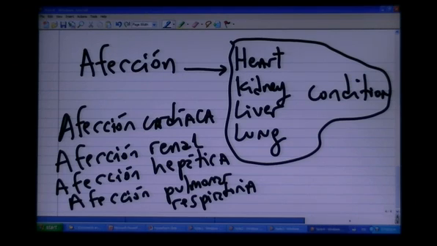Most likely that's the one that will work. But if you hear condition and right before condition you hear heart, kidney, liver, and lung, then it's preferable that you use the word afección. And can you say afección cardíaca? Can you say afección al corazón? Yes, you can say al corazón.